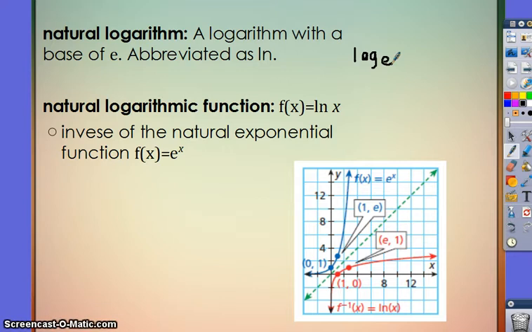And then a logarithmic function, we can see here, it's the red line in this graph. We can see that's the parent function of the natural logarithm, and then on the blue graph we have its inverse, which is e to the x power. They're inverses of each other.